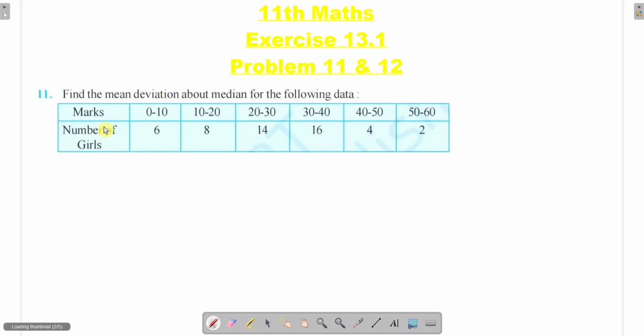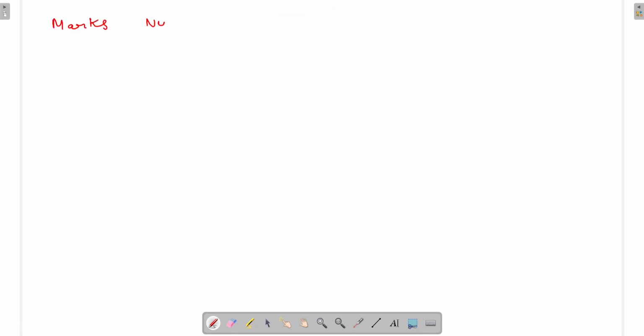So the first column will be of marks, and the second column is the number of girls, then there is something called the cumulative frequency, then the midpoints, that is xi, then modulus of xi minus capital M, where capital M is the median, then fi modulus of xi minus capital M.